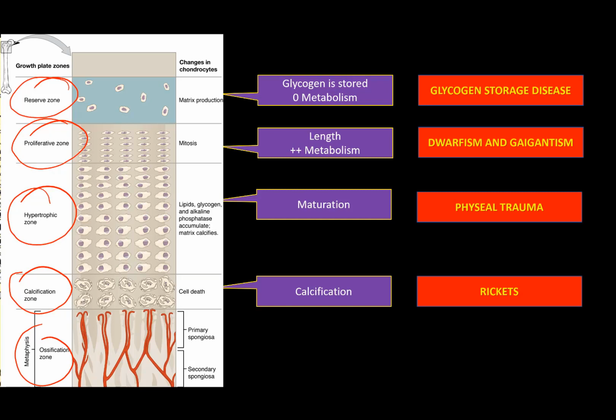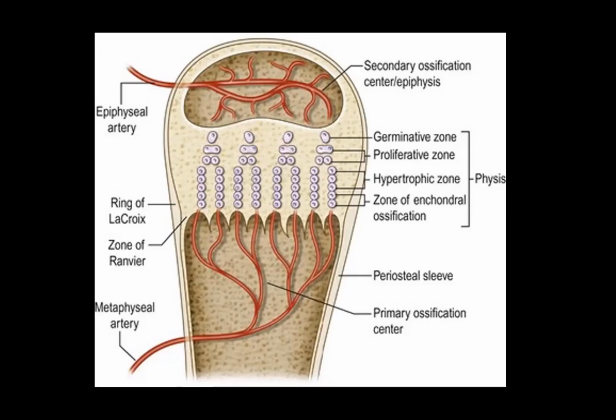Now once this undergoes calcification, it gets its blood supply from the metaphyseal vessels. Now once it gets blood supply from the metaphyseal vessels, it is called ossified. Now this is the proper bone formation.